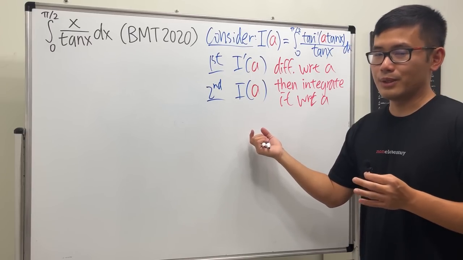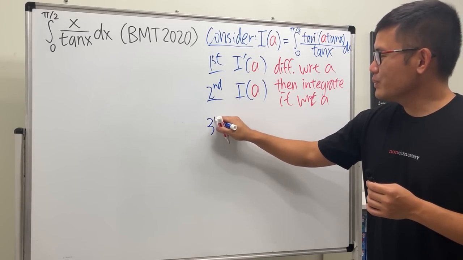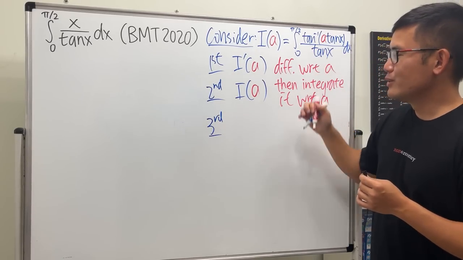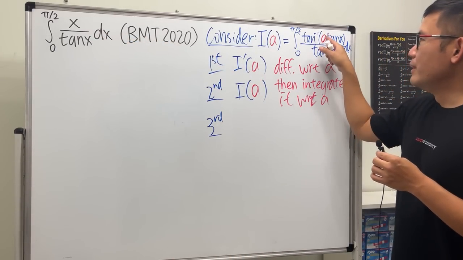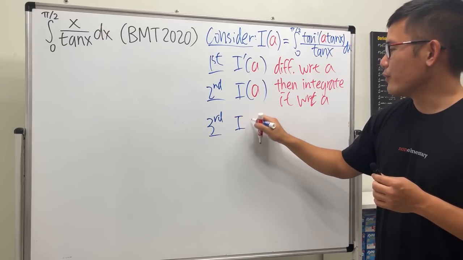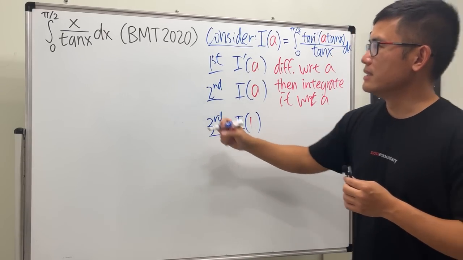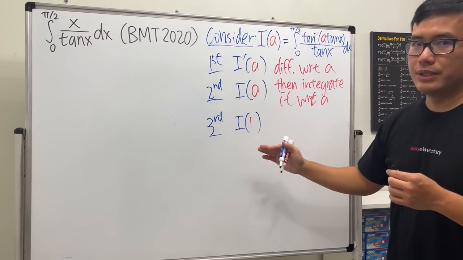You want to know the answer now? Well, no, you have to watch until the end. Once we have I of a by doing these two processes, if we want to figure that out, we just have to make sure a is equal to 1. So we just have to get I of 1, and that will be the answer for that. So step 1, step 2, step 3.